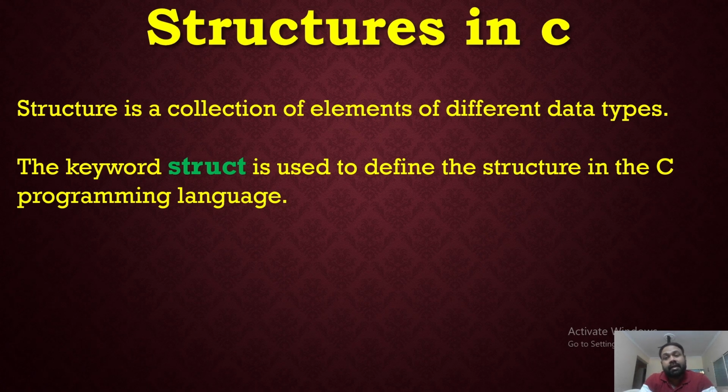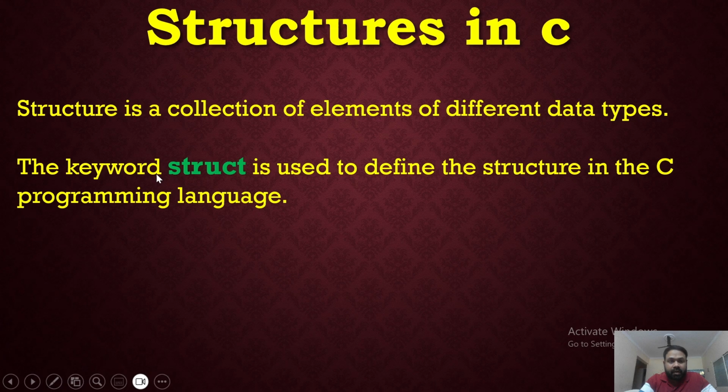So different data types can be stored, meaning the information can be stored in different forms. My ID in one type, my name in another type, my marks or my salary in another type. Like that, I have to store different kinds of data. All together I can store, but I need something to store that. So the solution is structure.